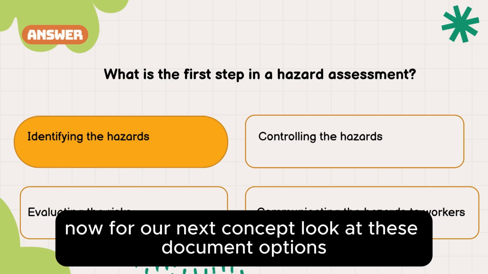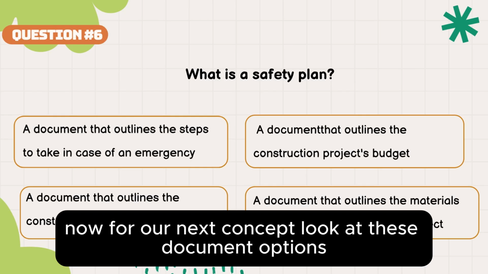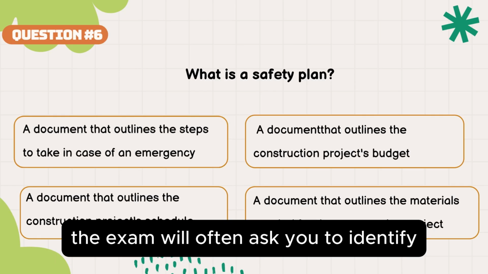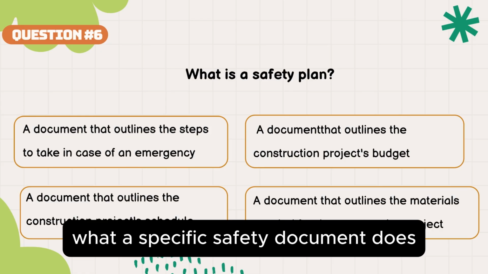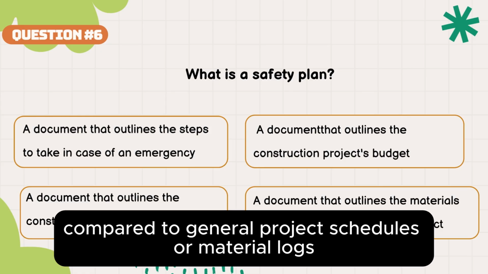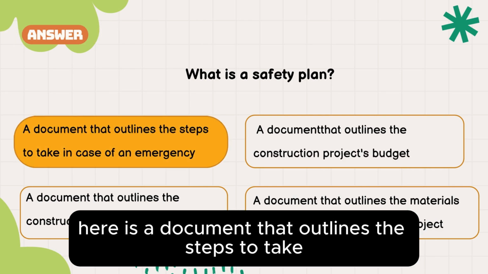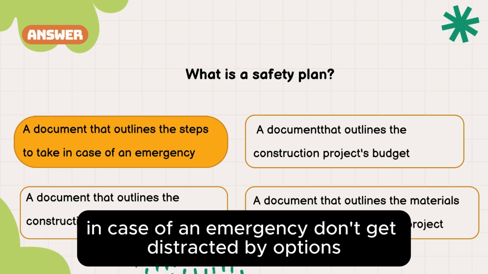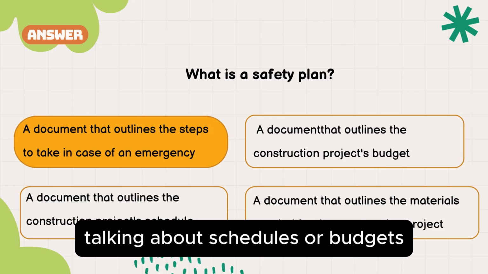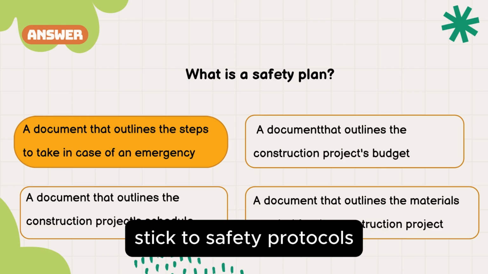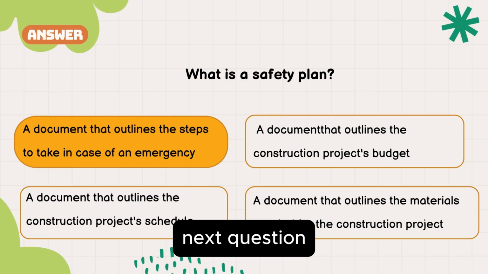Now for our next concept. Look at these document options. The exam will often ask you to identify what a specific safety document does compared to general project schedules or material logs. The safety choice here is a document that outlines the steps to take in case of an emergency. Don't get distracted by options talking about schedules or budgets. Stick to safety protocols. Next question.